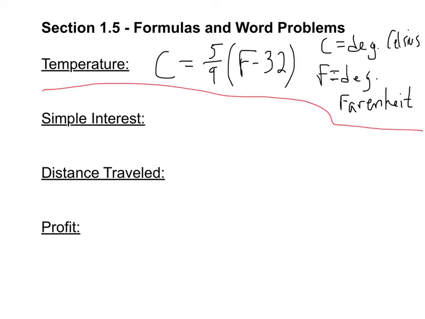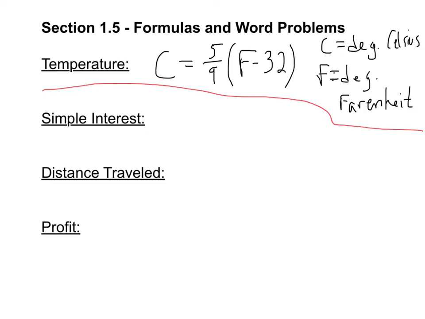The next one is simple interest. And that's how to calculate the interest when you have a simple interest account. So for example, if you put a certain amount of money in the bank, say $5,000, and it earns a simple interest rate of 2% per year for 3 years, you're going to get some money back. That's not just going to be $5,000 at the end of those 3 years. You're actually going to get money just for keeping that money in the bank.